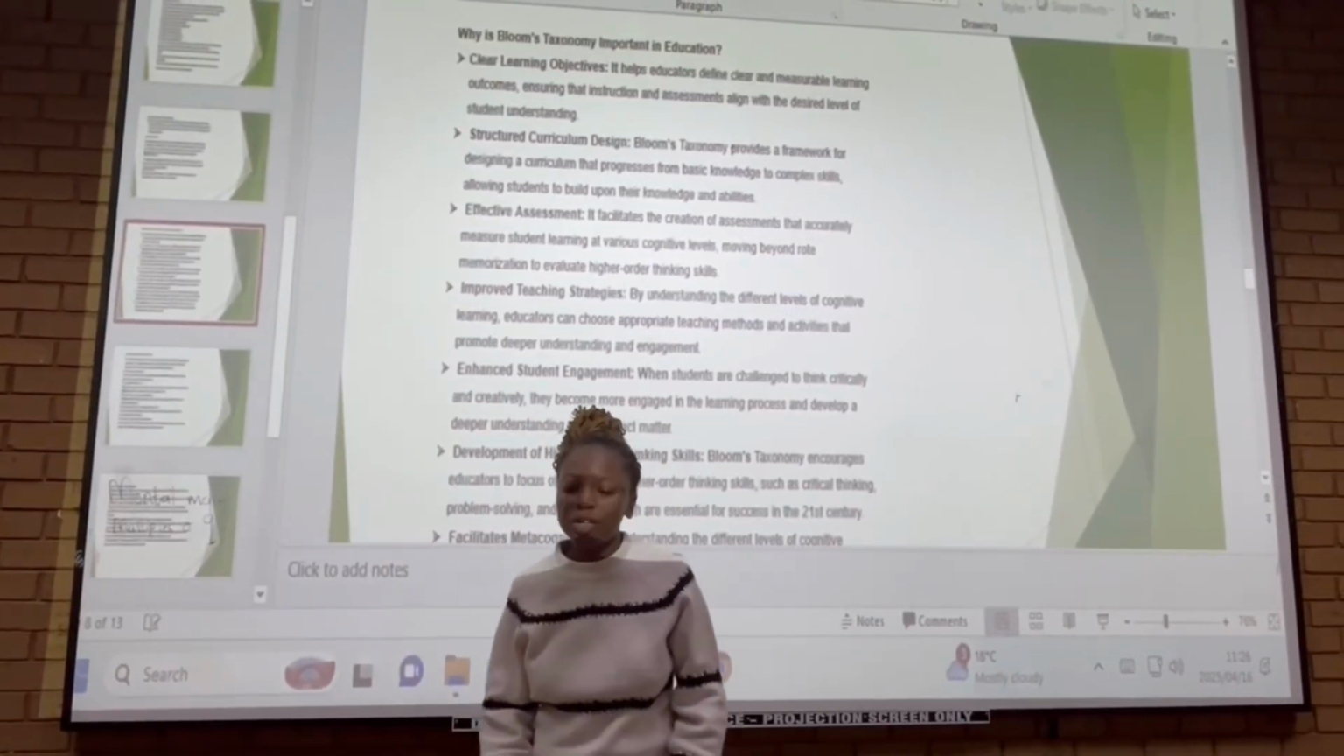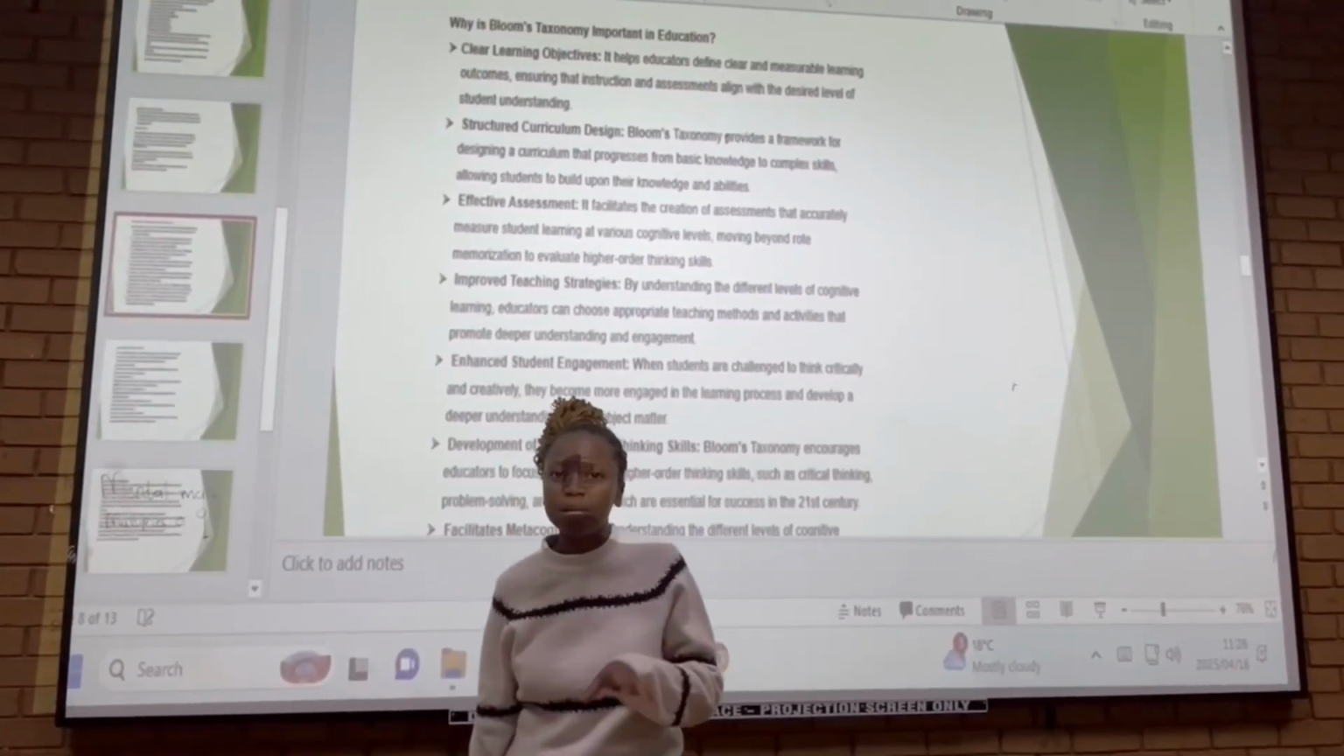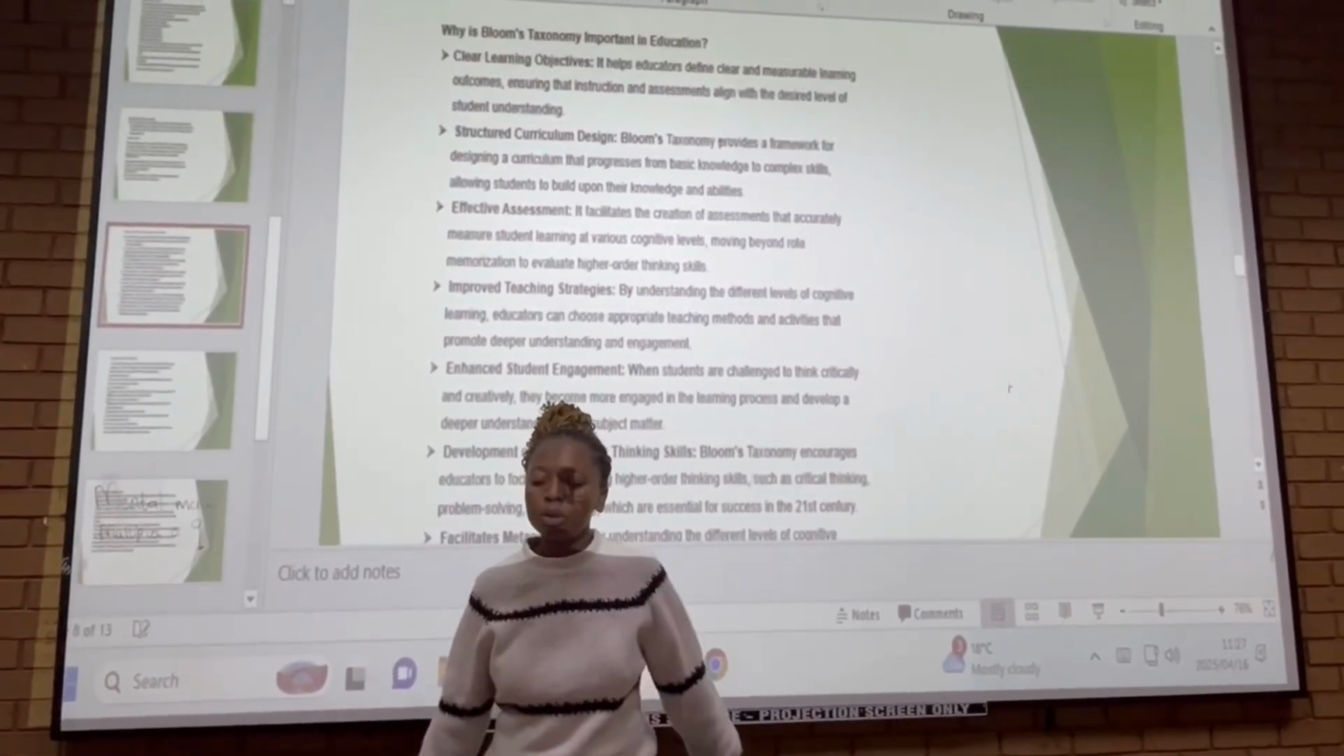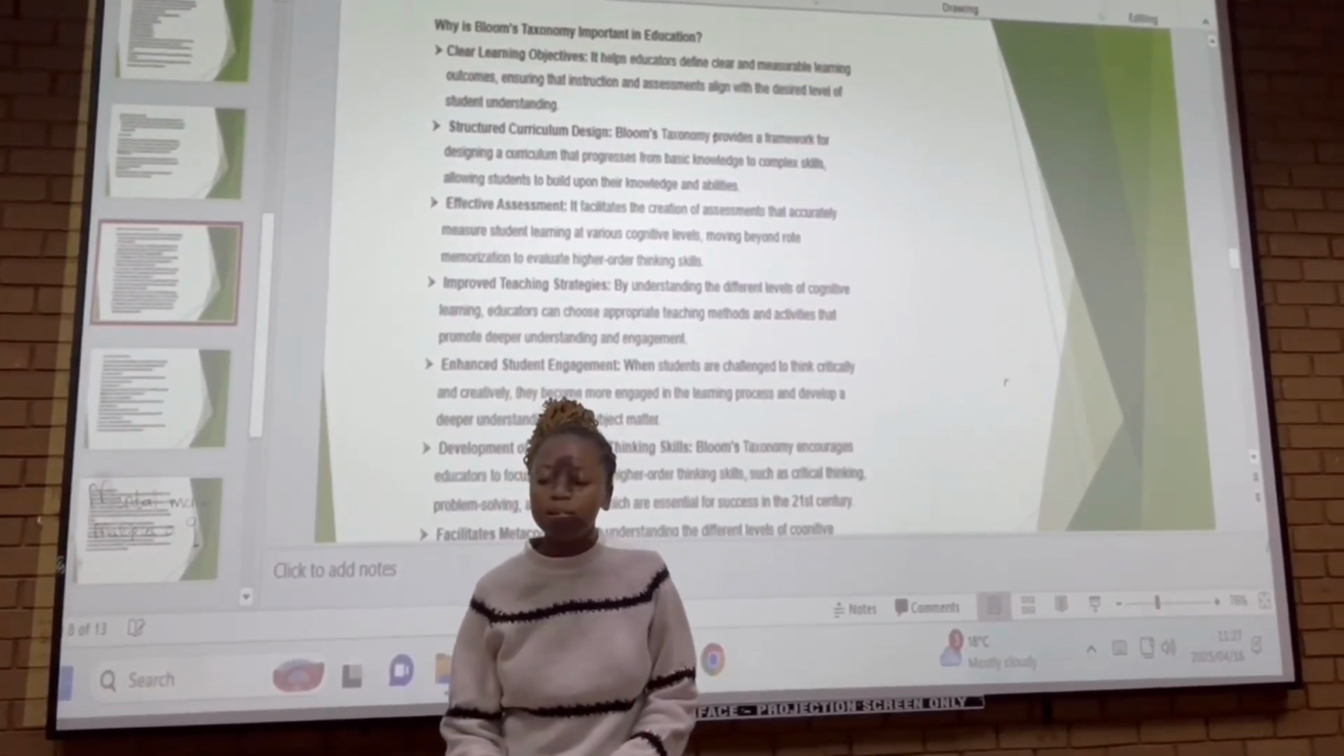It facilitates the creation of assessments that accurately measure student learning at various cognitive levels, moving beyond rote memorization to evaluate higher order thinking skills.